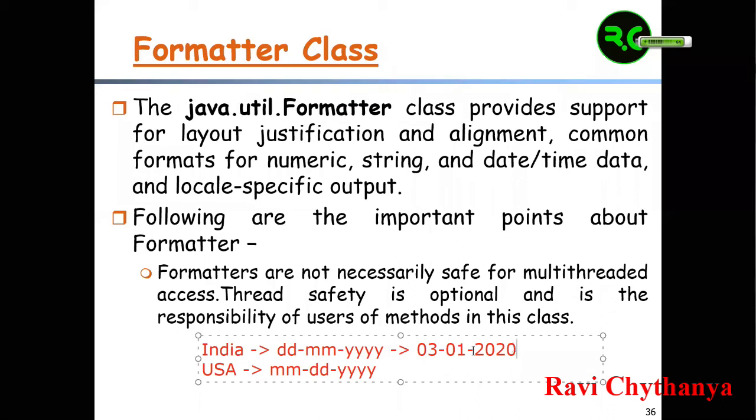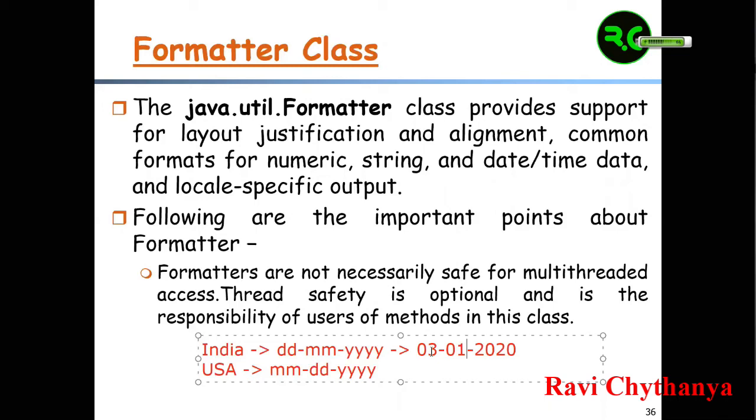Because in America, they are going to write the month first. If it is something like 22nd, then there is no problem. We can easily find out that 22 is the date and 3 is the month. But if the date is 12 or below, like 01, then we are going to be confused whether it is a month or a date. So this is the main problem we are going to face.